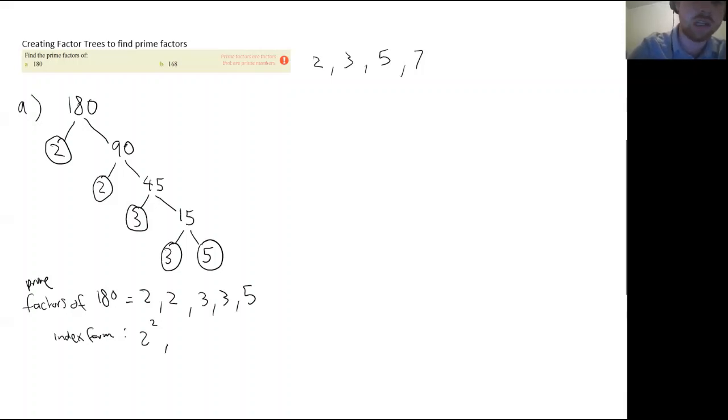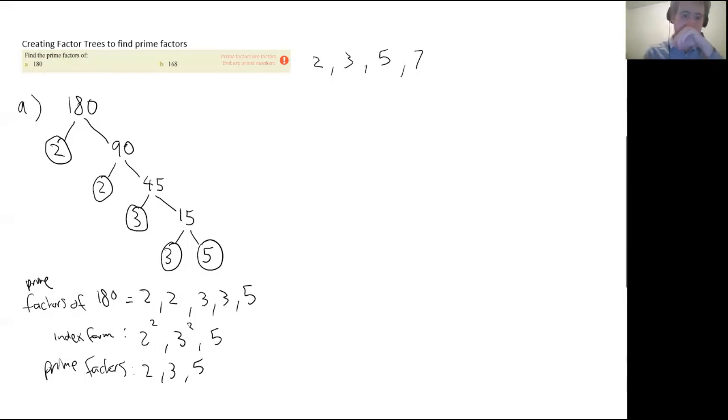We've got 2 3's, so we can write that as 3 to the power of 2, and we've just got 1 5. So we just write 5. We don't need to write to the power of 1. We can just write it as that. So the prime factors, to answer the question, is going to be 2, 3, and 5. Those are the prime factors of 180.